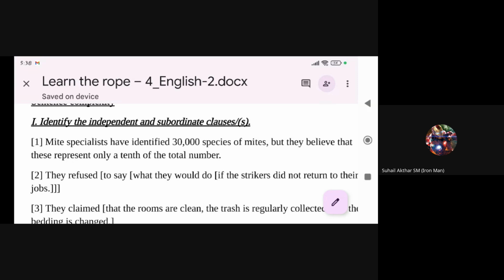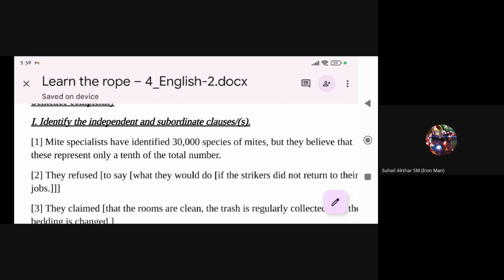Okay. Now, independent clauses, how are they different from the subordinate clauses? The name itself is self-revealing, right? We don't have to dive deep into it. But what is an independent clause? How is it different from a subordinate clause? Okay, that's all we need to know.